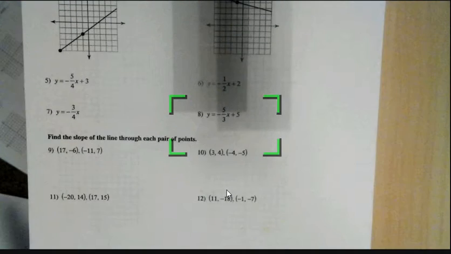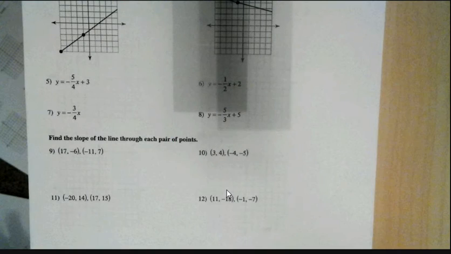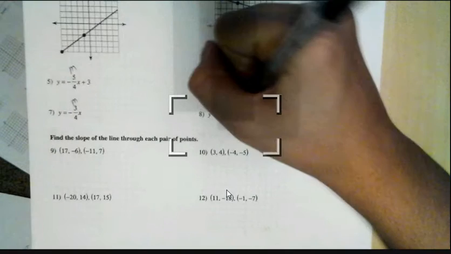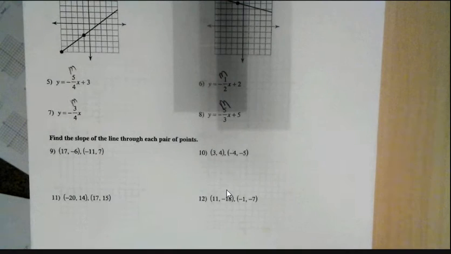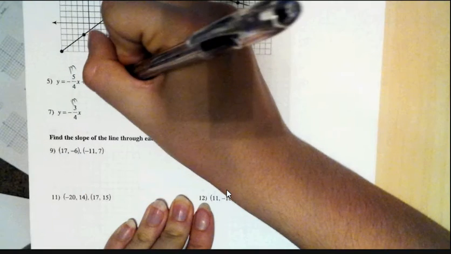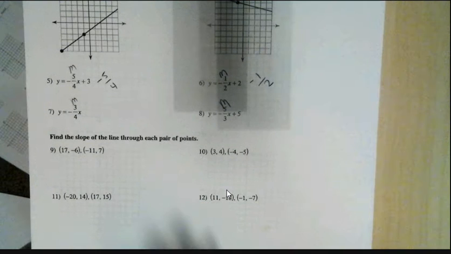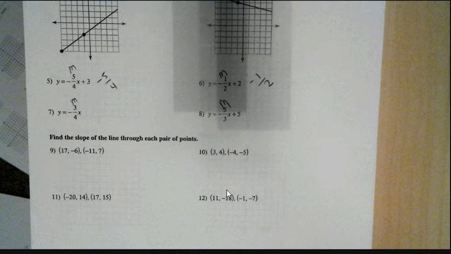Five through 8, these equations are in slope-intercept form. So I just need to know that the slope is right before the x. It's what's being multiplied with our x. So here my slope is negative 5/4. Here it's negative 1/2. You should be able to do the other two by yourself. Go ahead and do that now.